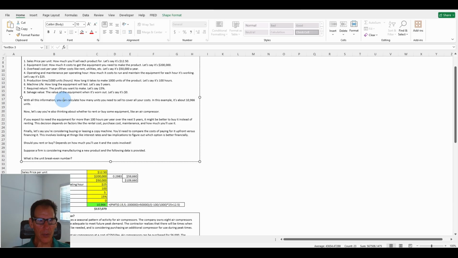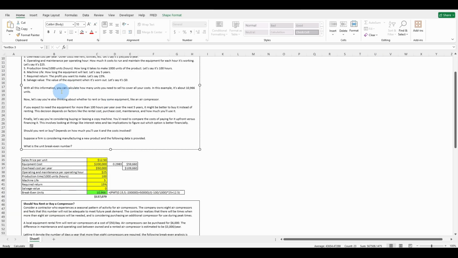Required return, the profit you want to make. Let's say it's 15%. And salvage value. The value of the equipment when it's worn out. Let's say it's 0. With all this information, you can calculate how many units you need to sell to cover all your costs. In this example, it's about 10,966 units.